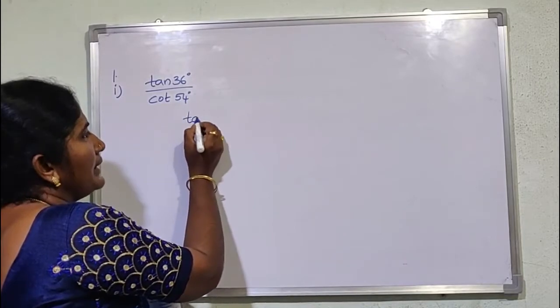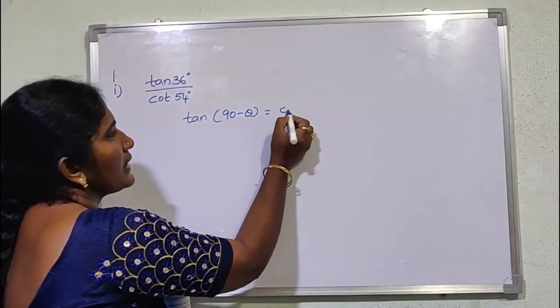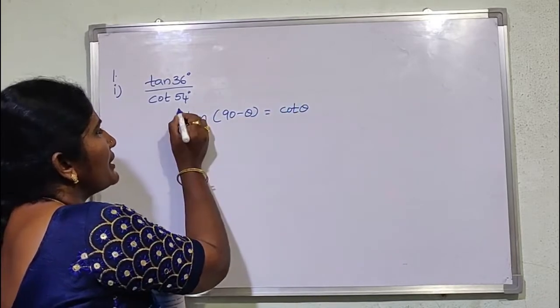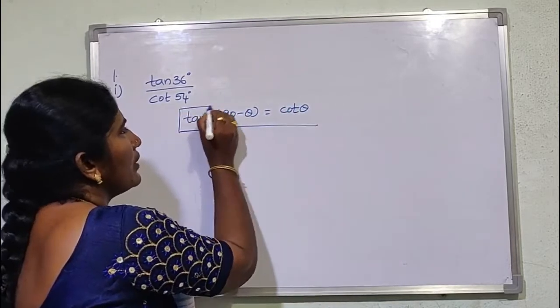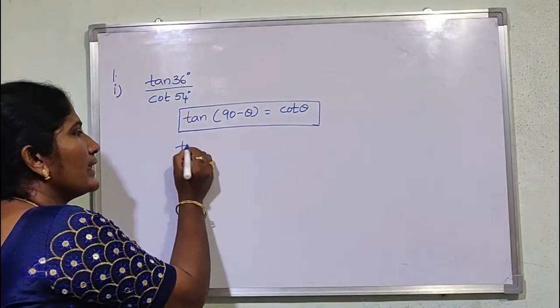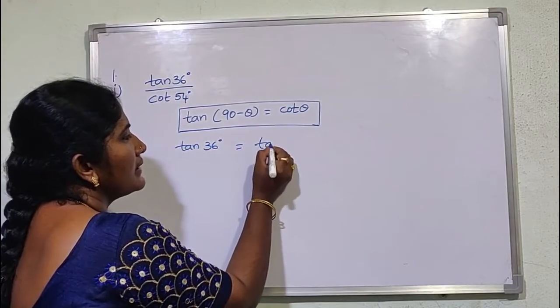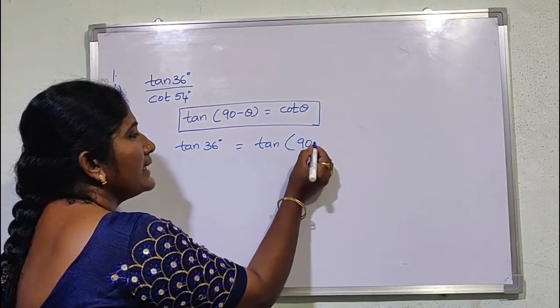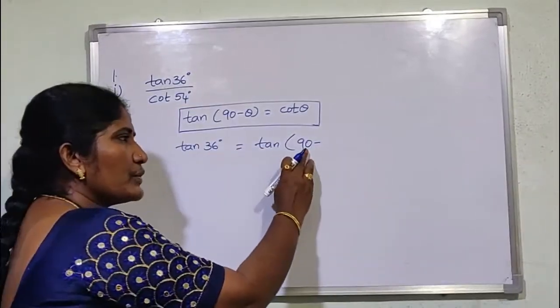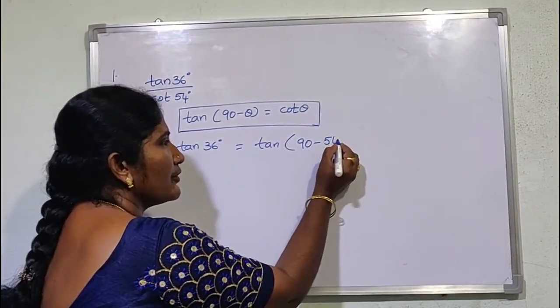We know the identity tan 90 minus theta is equal to cot theta. So your wish here, any one, numerator or denominator. Here I am changing numerator. Now tan 36 can be written as tan 90 minus. So what I want to subtract from 90 to get 36, it is nothing but 54.